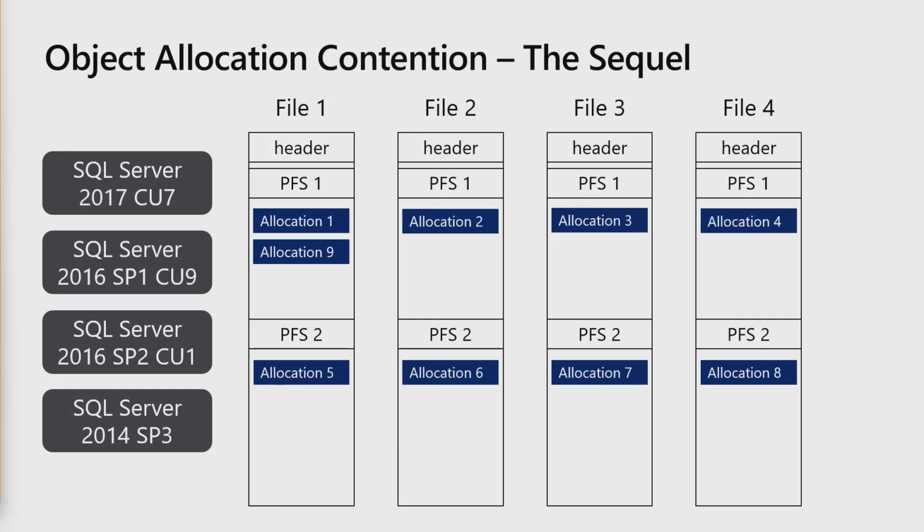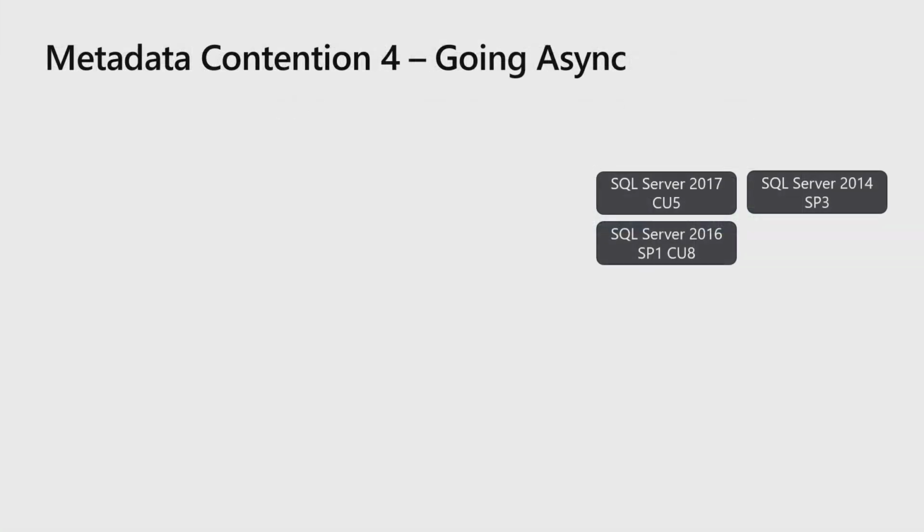So you can add more files and you can make files larger. All of that just adds more PFS pages and reduces the likelihood of PFS contention. And so that was introduced in the cumulative updates and service packs that are shown on the slide. So we had to change the way we clean up metadata because we have the temp table caching. We have all these things to try to reduce this metadata contention, but we keep pushing the bottleneck further out.